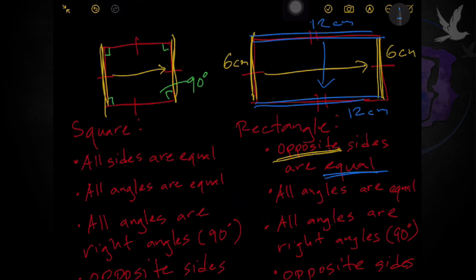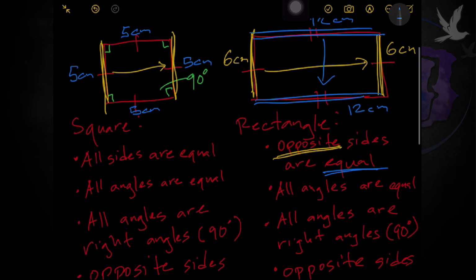The same lang din dito sa square. All sides are equal. So, ibig sabihin, if this measures 5 centimeters, which means all sides should have the same measurement. Okay? Ganun lang kadali. All sides should have the same measurement for a square. For a rectangle naman, opposite. Although we already did this last school year, pero this is just a review. Okay, para lang for those na medyo nakalimutan na yung rules. Okay, going to the next.